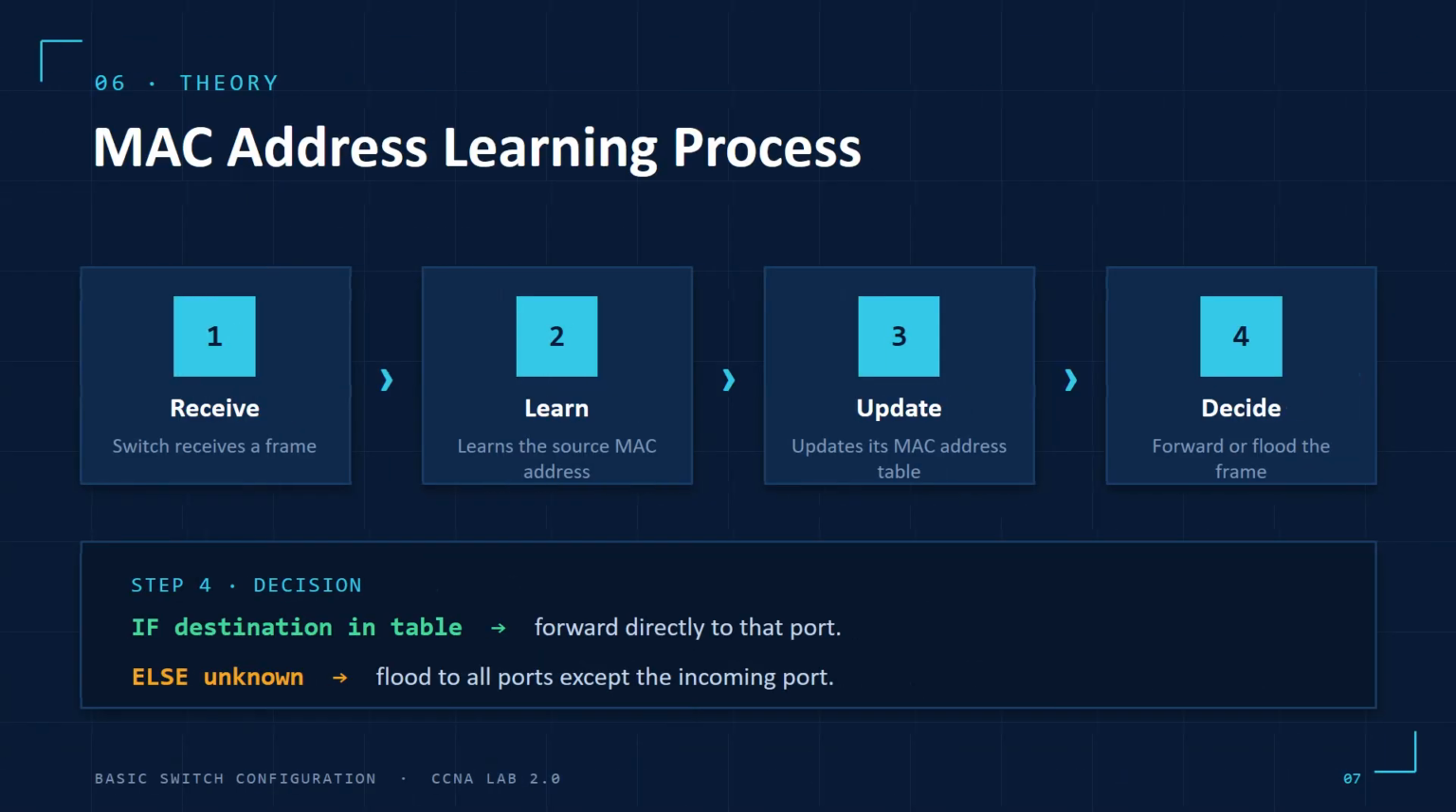The MAC address learning process has 4 steps. First, the switch receives a frame. Second, it learns the source MAC address. Third, it updates the MAC address table. Fourth, it decides whether to forward or flood the frame. If the destination is in the table, the switch forwards the frame directly to that port. If the destination is unknown, the switch floods the frame to all ports except the incoming port.